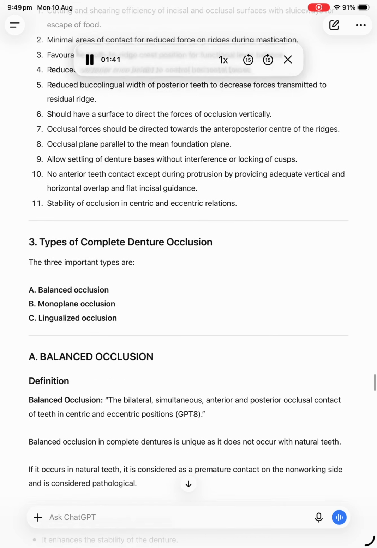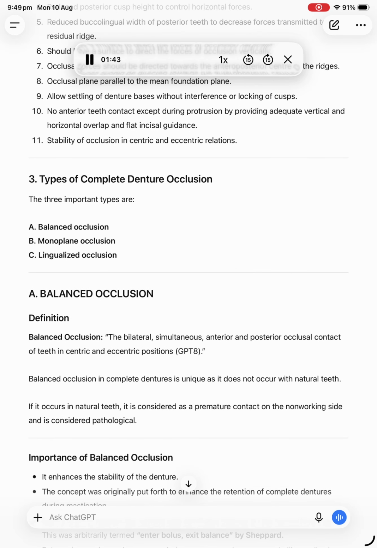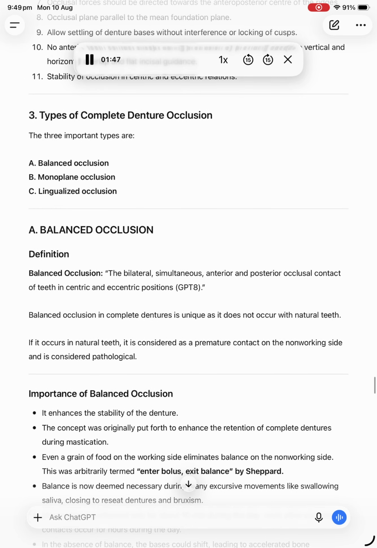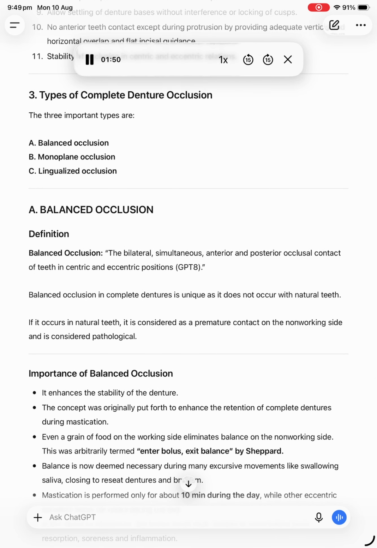Number 3. Types of complete denture occlusion. The 3 important types are A. Balanced occlusion, B. Monoplane occlusion, C. Lingualized occlusion. Balanced occlusion.